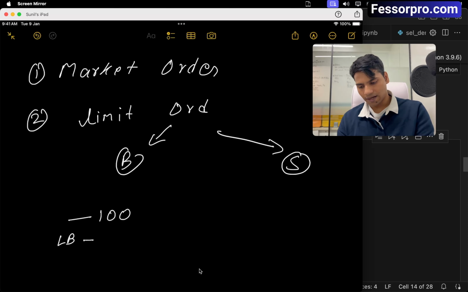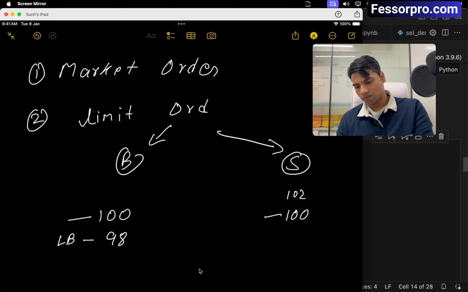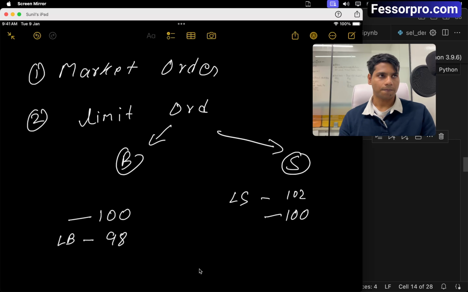Okay. If you want to buy, but if you want to sell the stock, let's say the price is 100. If you want to sell, you want the best price. You want to sell it at the best price. So you want something greater than 100. Okay. Anything like 102. This will be limit sell order. Okay. Now why less? Because you want the best price. And why more when it comes to sell? Because you want to sell it at the best price.